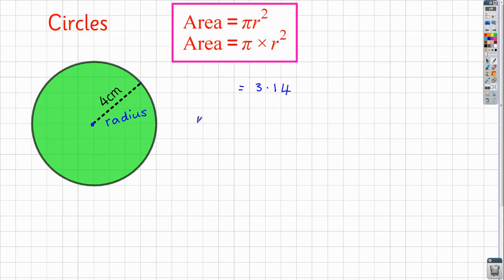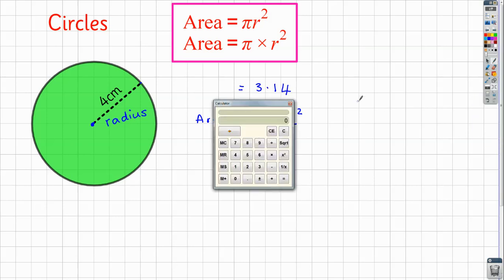So to find the area of a circle, we're going to do pi multiplied by the radius, which in this case is 4, squared. So at this point, you need to pick up your calculator and you type pi times 4 squared, or if you prefer, you can type 4 multiplied by 4.